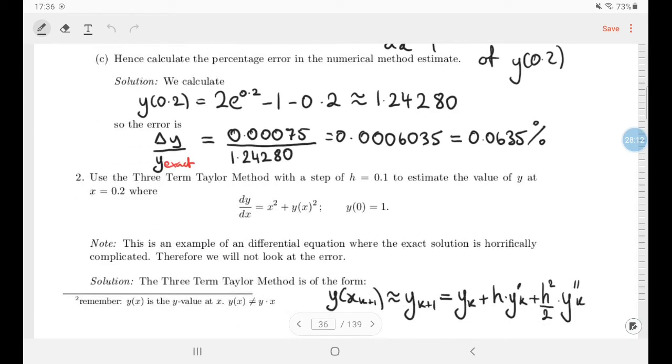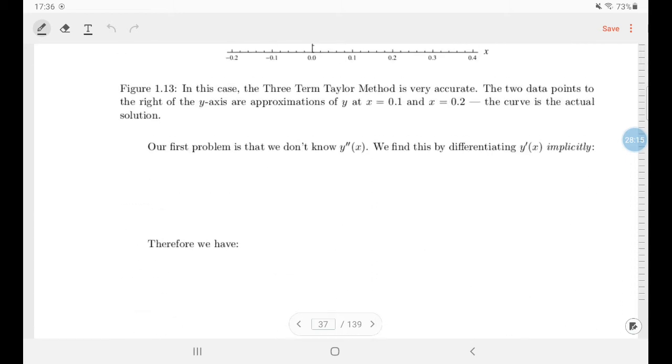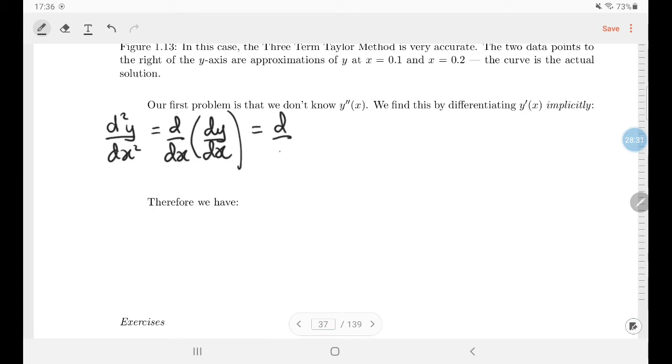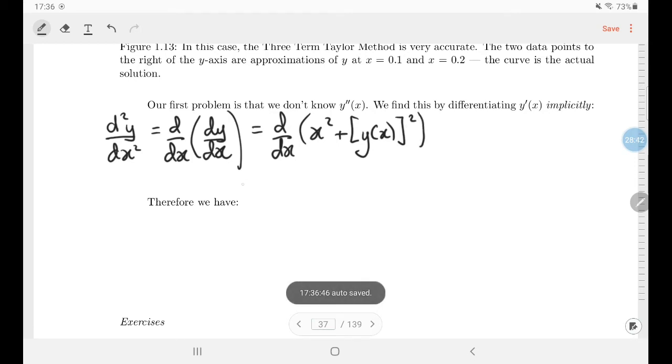So the first derivative here is x squared plus y of x squared. We're looking for the second derivative. It's the derivative of the first derivative, and the first derivative is given in the differential equation as x squared plus y of x squared. What I'm recommending is you write the y as y of x. That's what I was banging on about earlier. So this is a sum; you can differentiate term by term. The derivative of x squared is 2x. And then you need a chain rule for y of x all squared.